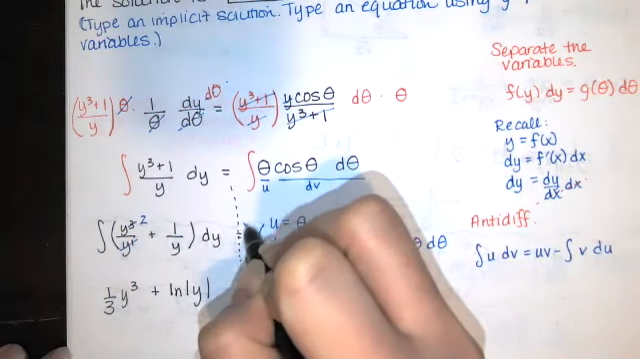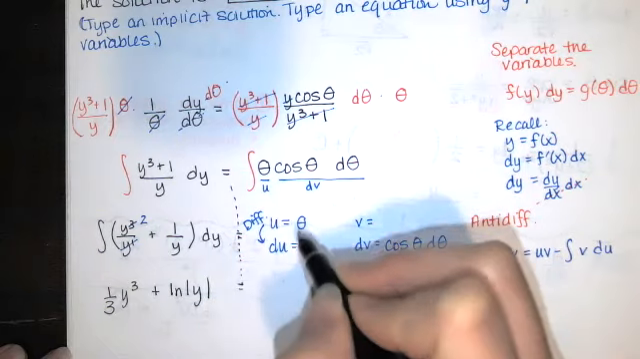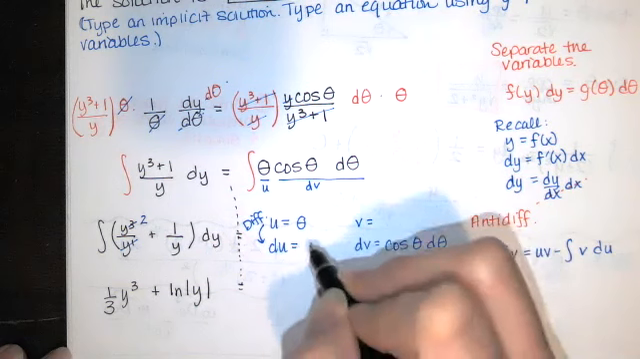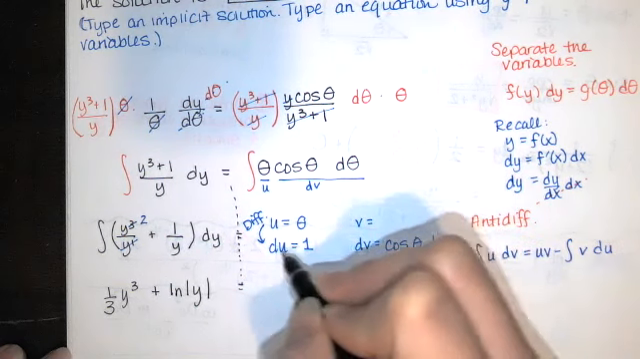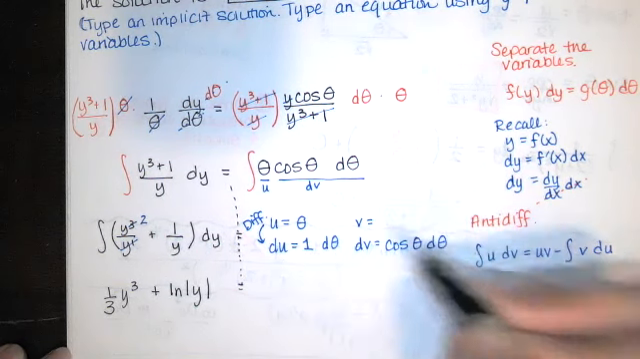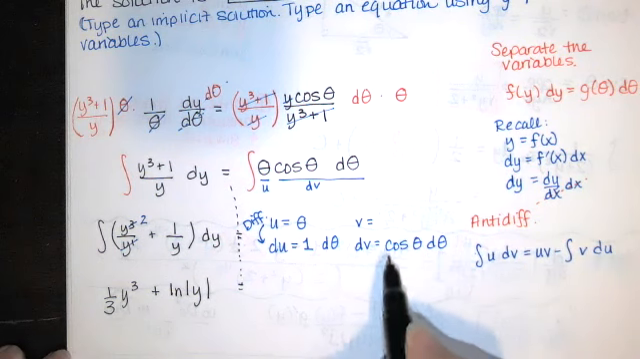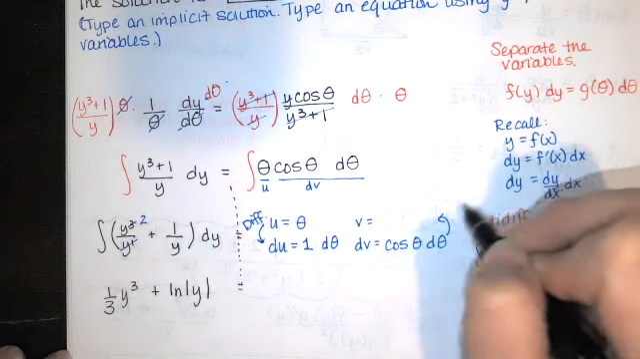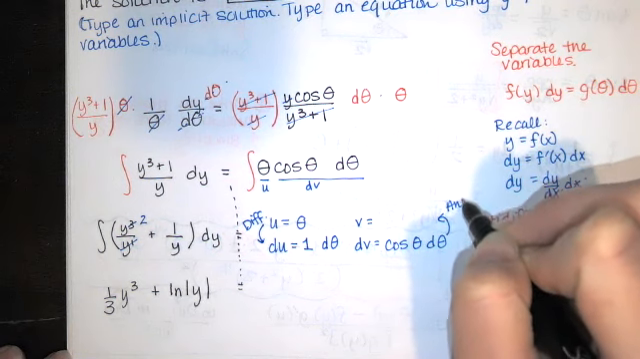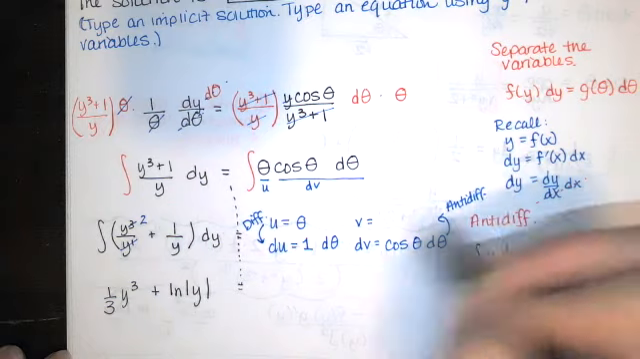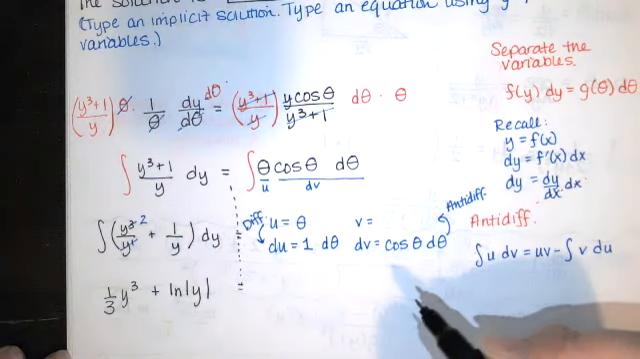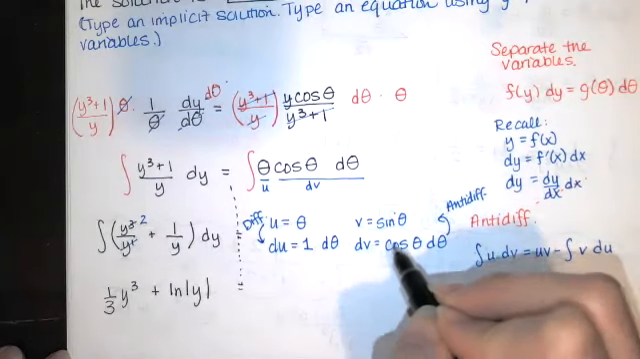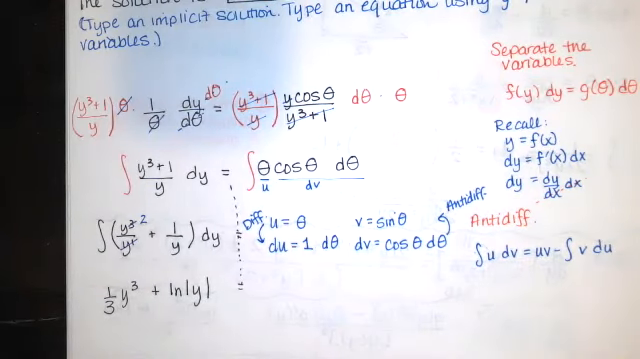Then we differentiate to get du. The derivative of theta with respect to theta is just 1. So du is 1 d theta. And then we say to ourselves, what's the antiderivative of cosine? So that's going to give us v over here. You differentiate here, antidifferentiate here, and that's sine of theta. You can always check: what's the derivative of sine of theta? Cosine of theta. So that works out.